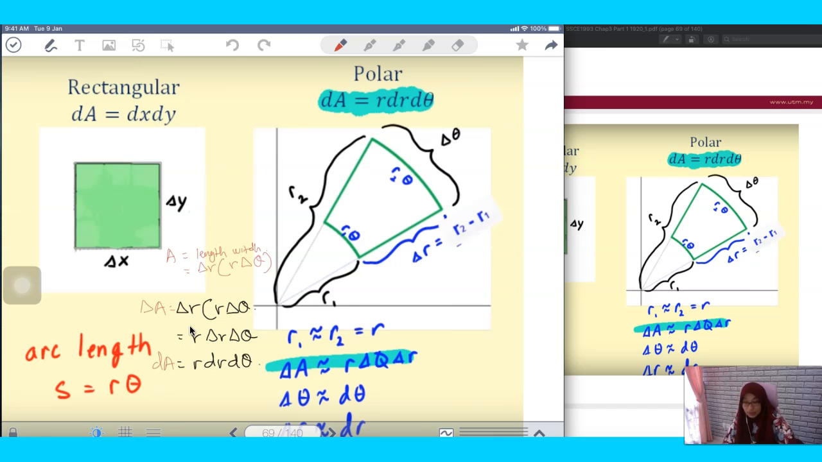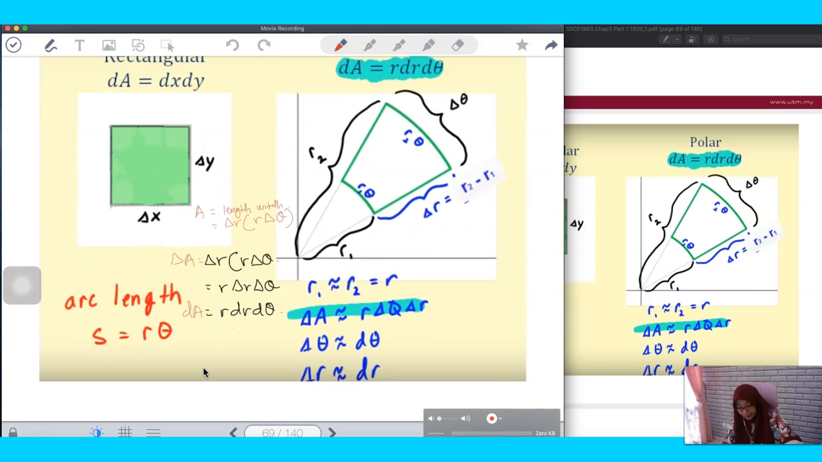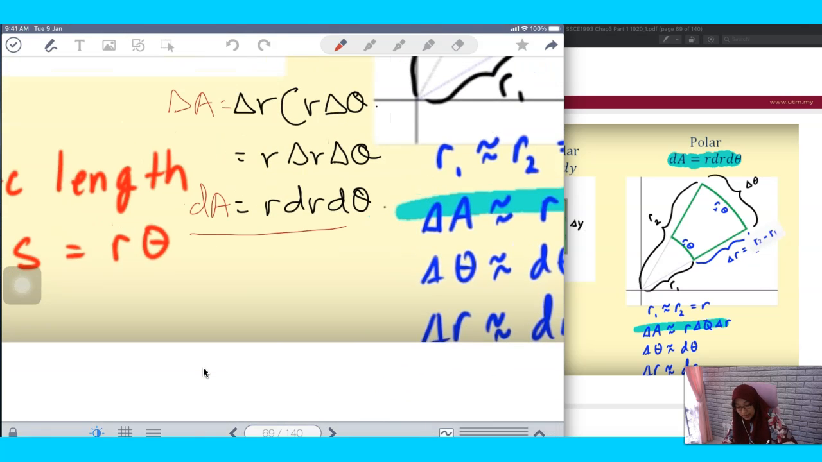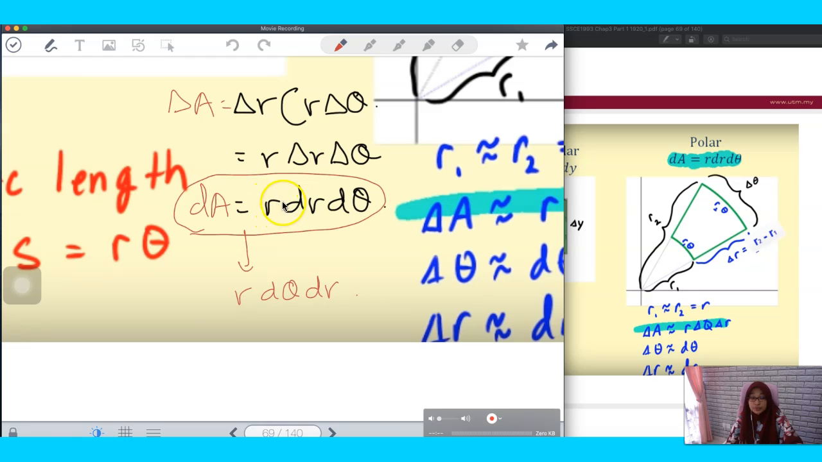So the area is given by r dr d theta, not just dr d theta or d theta dr. What I want to say here is that you have to always bear in mind that in polar, your dA is r dr d theta, or you can also have r d theta dr. That is the thing that you have to take note of in polar. When you solve the double integral in polar coordinates, your dA should have the r here, just r, and that r will be part of your integrand that you need to integrate later on.